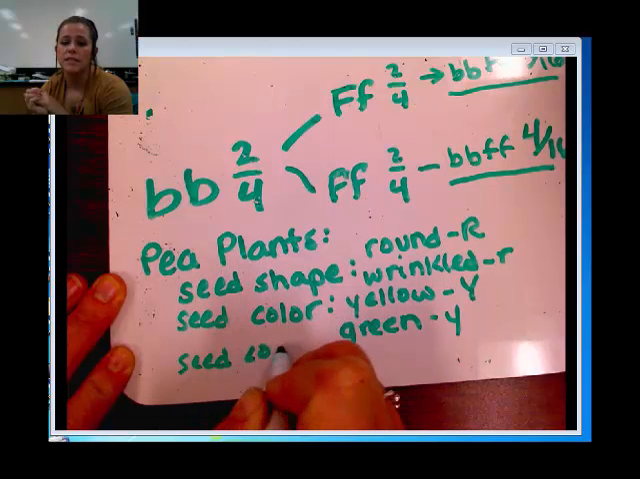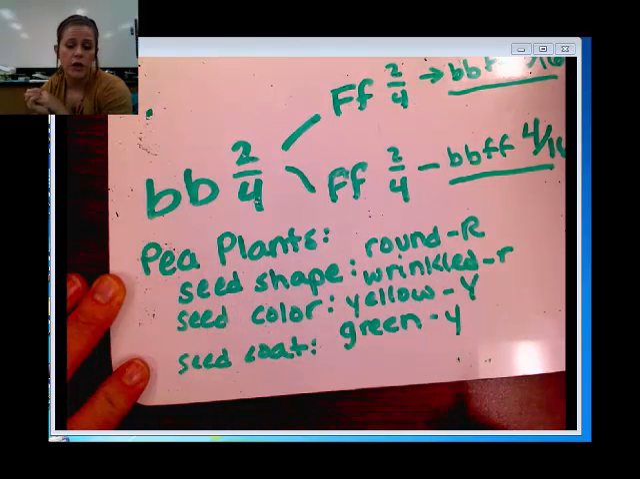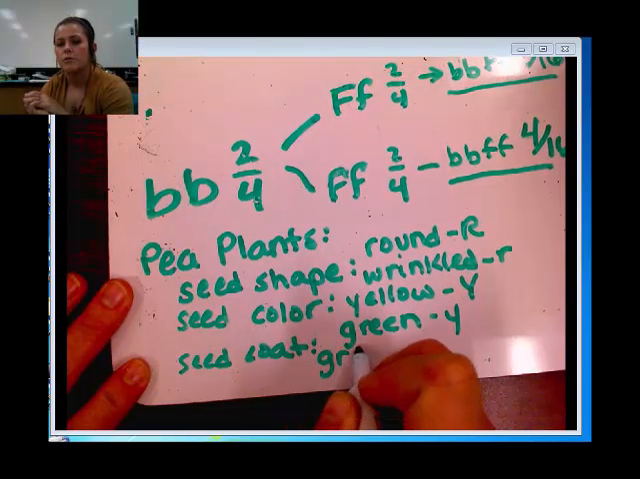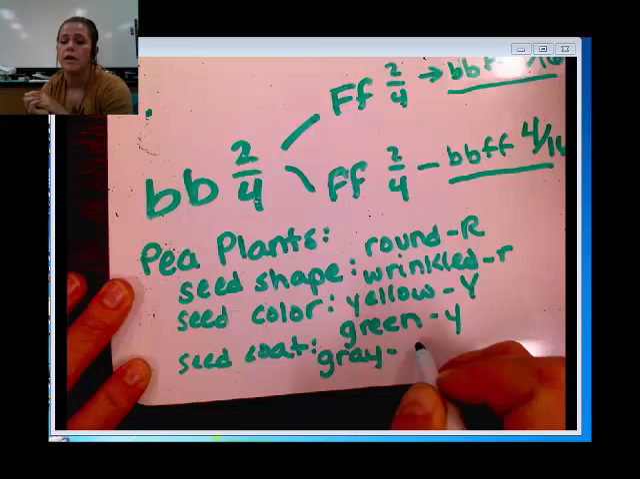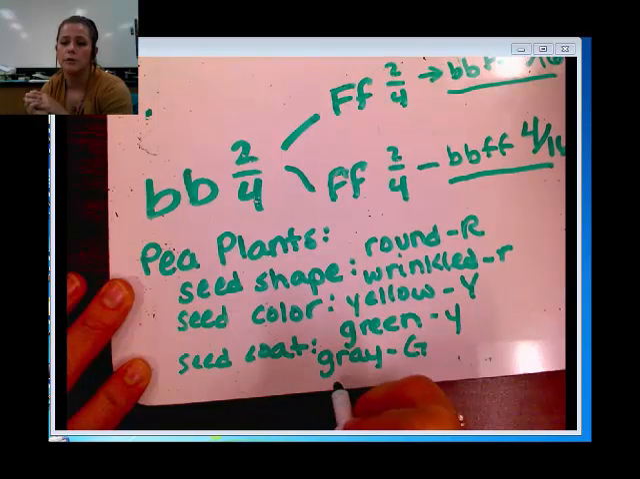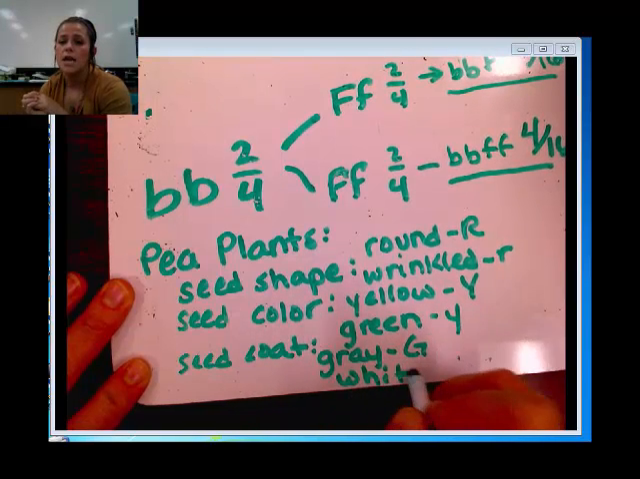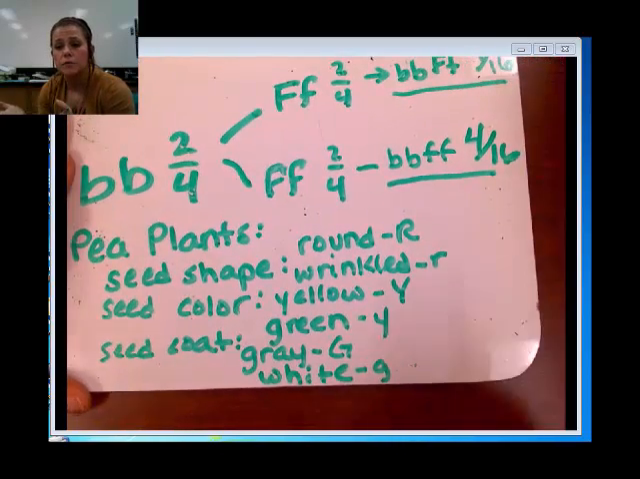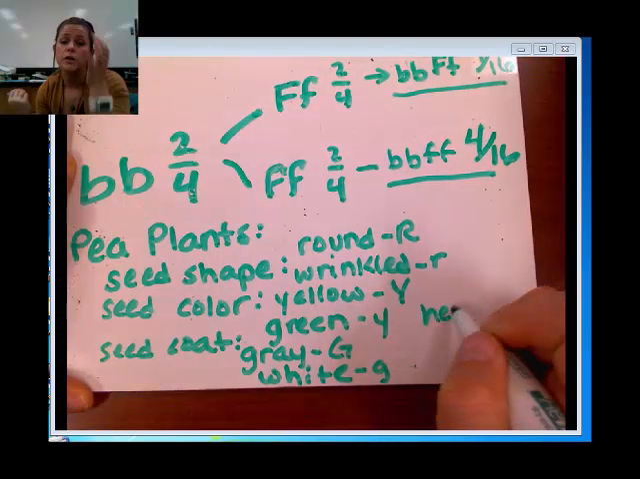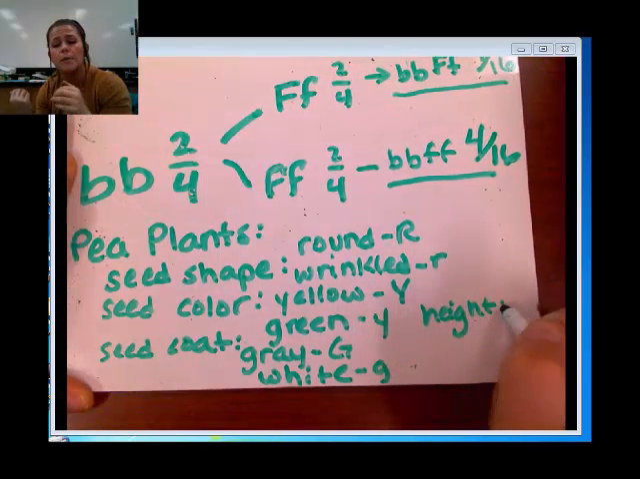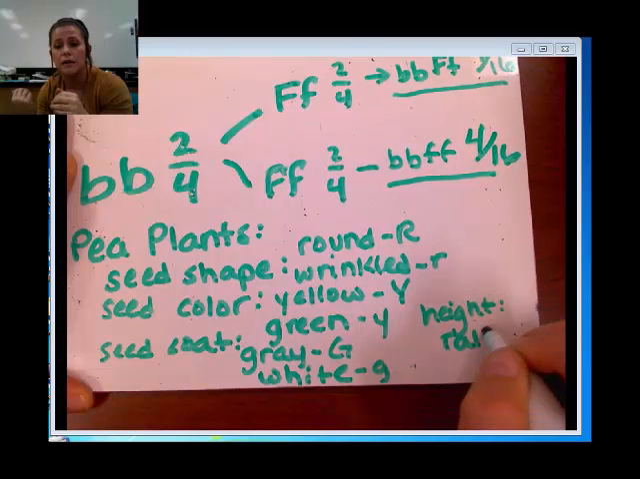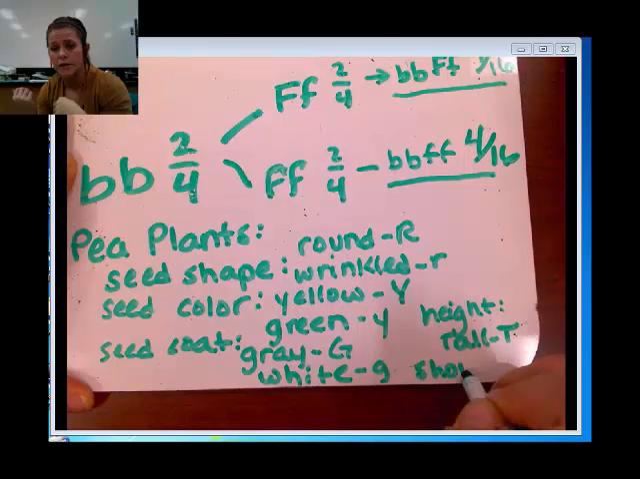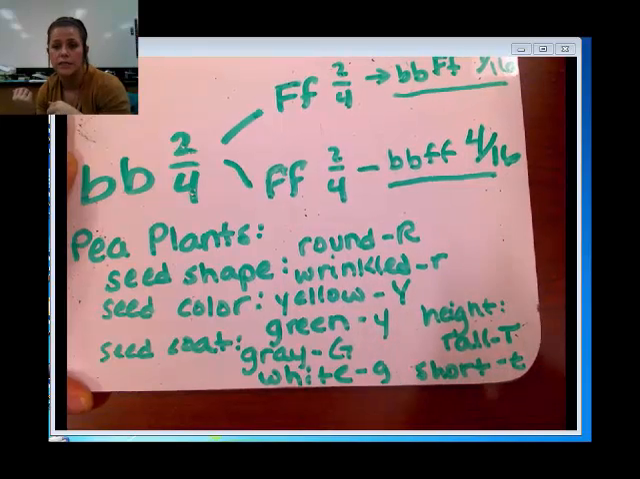Then we have coat color. We have the gray coat, and we're going to use capital G for dominant, and white coat, which is recessive, so lowercase g. And then last but not least, we have height. And so for height, we're going to use a capital T for the dominant allele, and that stands for tall. And recessive t, or short, will be the lowercase t.